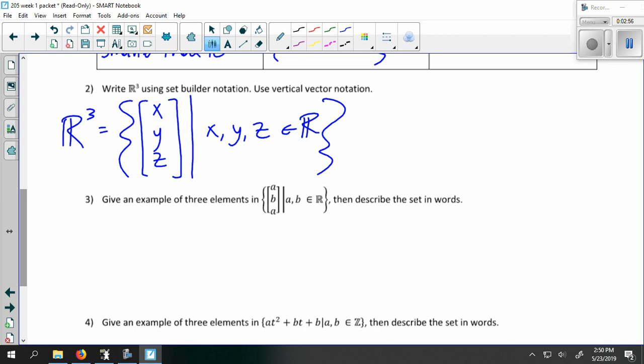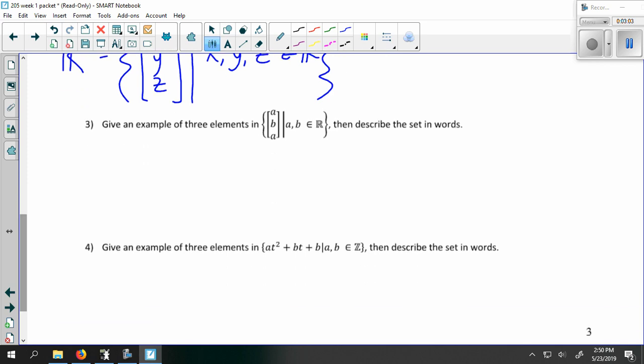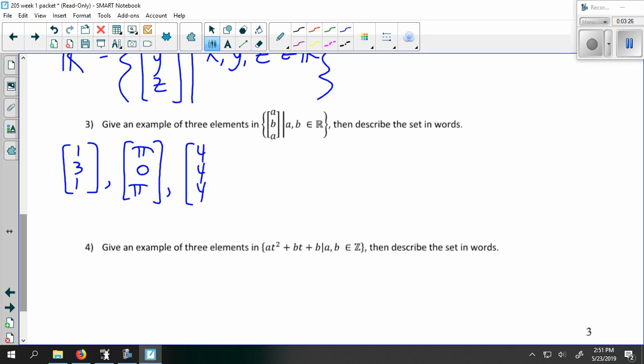Give an example of 3 elements in the set of vectors that look like A, B, A, such that A and B are elements of R. So 3 vectors that live in there would be 1, 3, 1, because the first and last entry have to both be the same. They're both A, and then the middle entry can be something different. Another one might be pi, 0, pi. And another one might be 4, 4, 4, because the middle entry does not have to be different. It just isn't always the same.